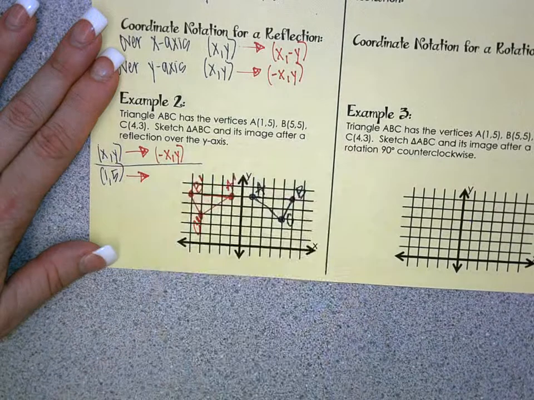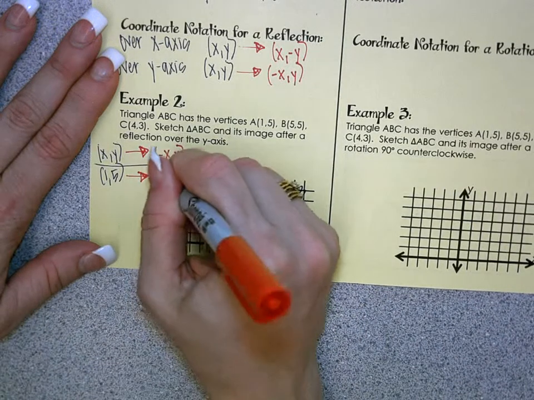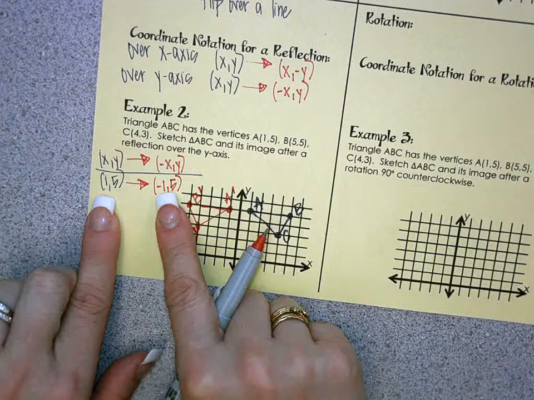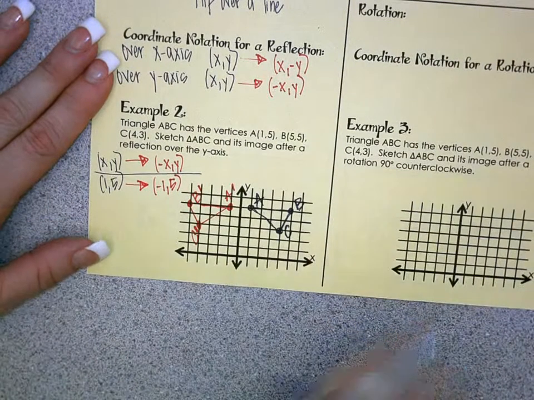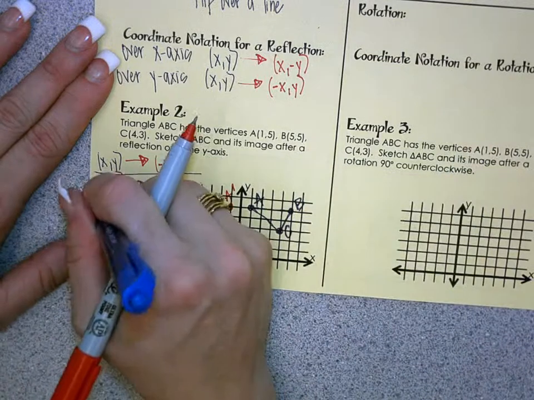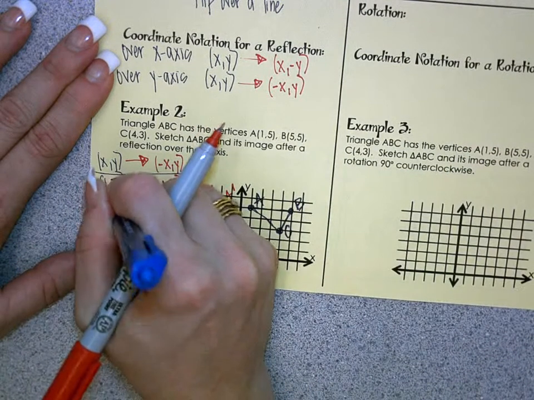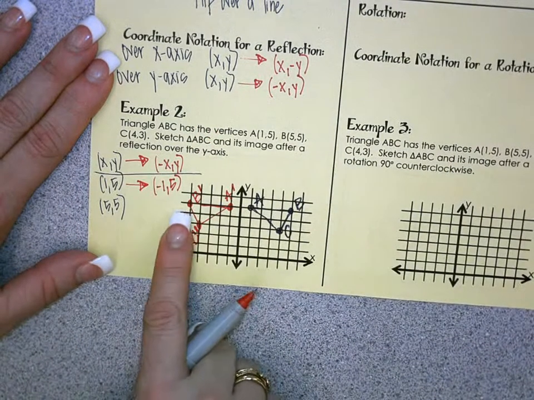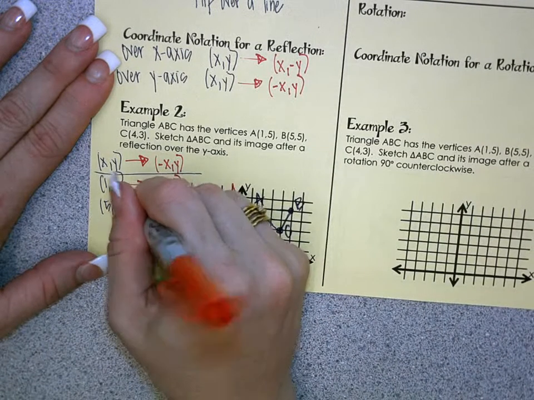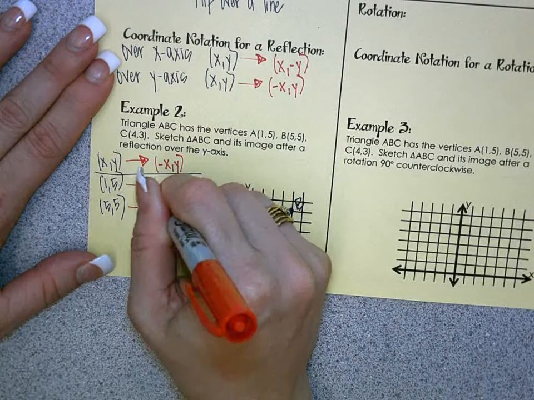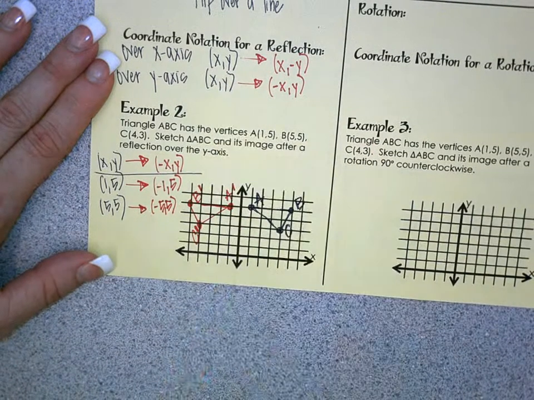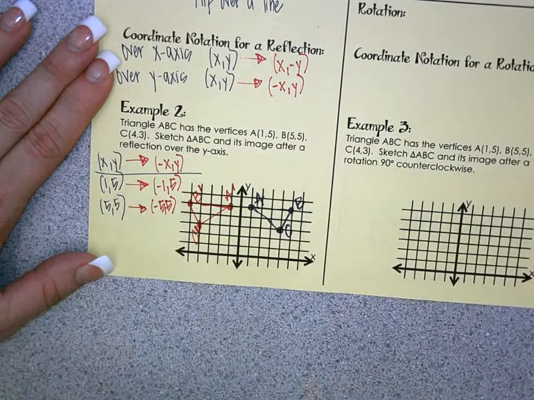Negative 1, comma 5. So if you notice, the only thing that changed is the X part became negative. Okay? Same thing should happen for B and C. So 5, 5. What's your new B location? What point is this right here? Negative 5, 5. So when you flip over the y-axis, all that changes is your X portion becomes negative.